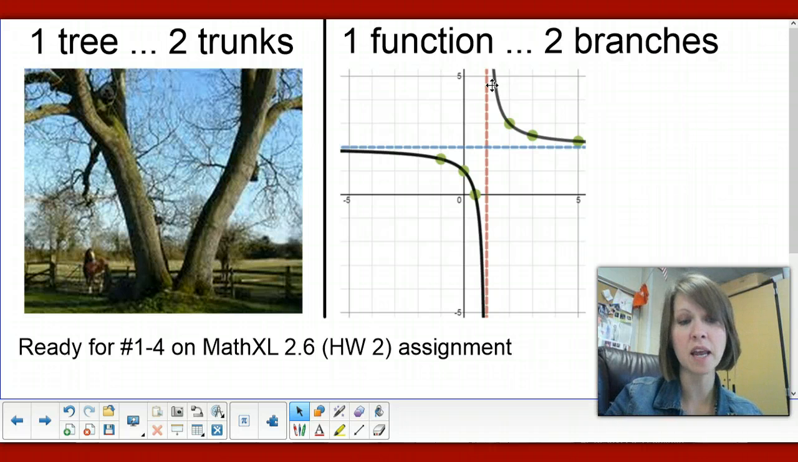After this segment, you are ready to go on numbers 1 through 4 on your next Math Excel assignment. You can pause now or you can watch the rest of the video and then do all of your problems. It's up to you.